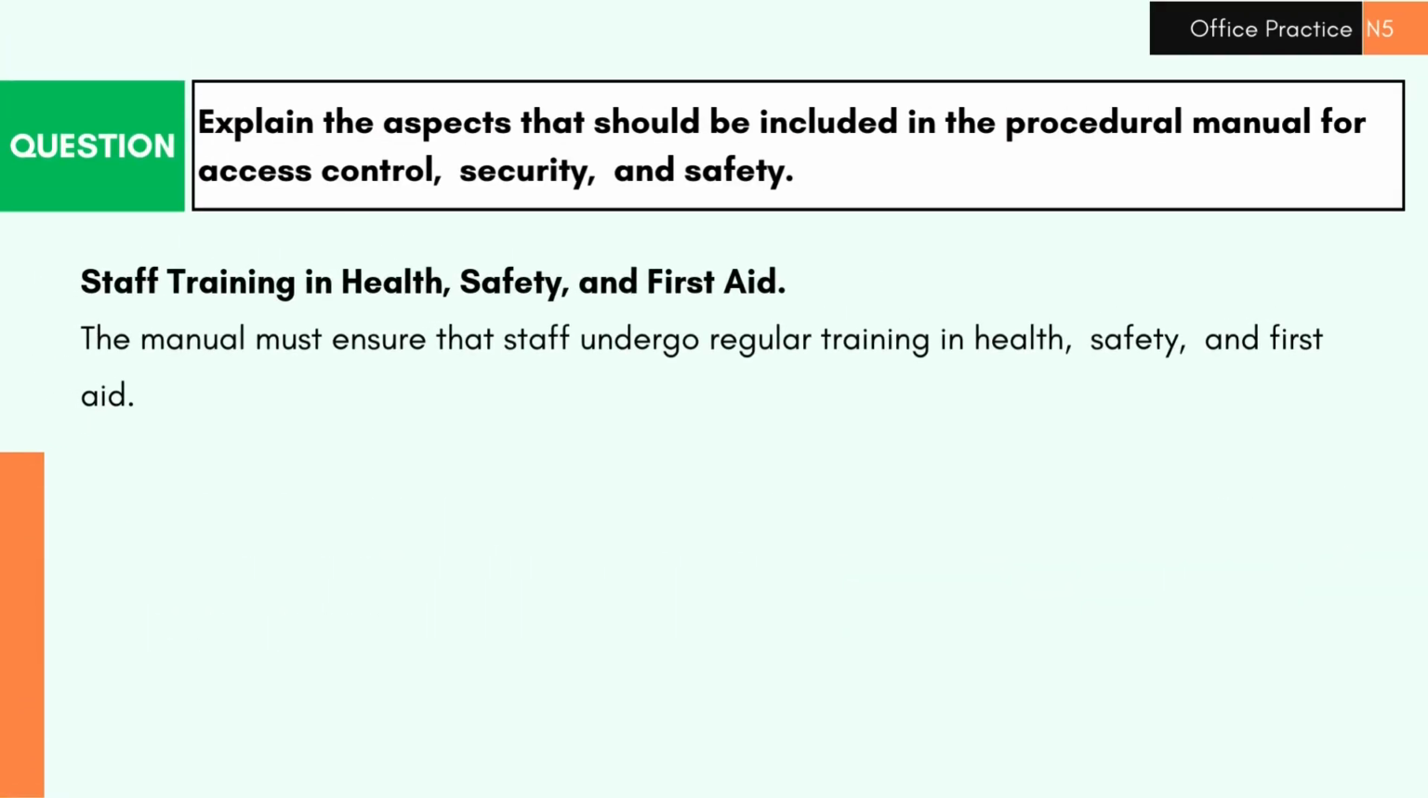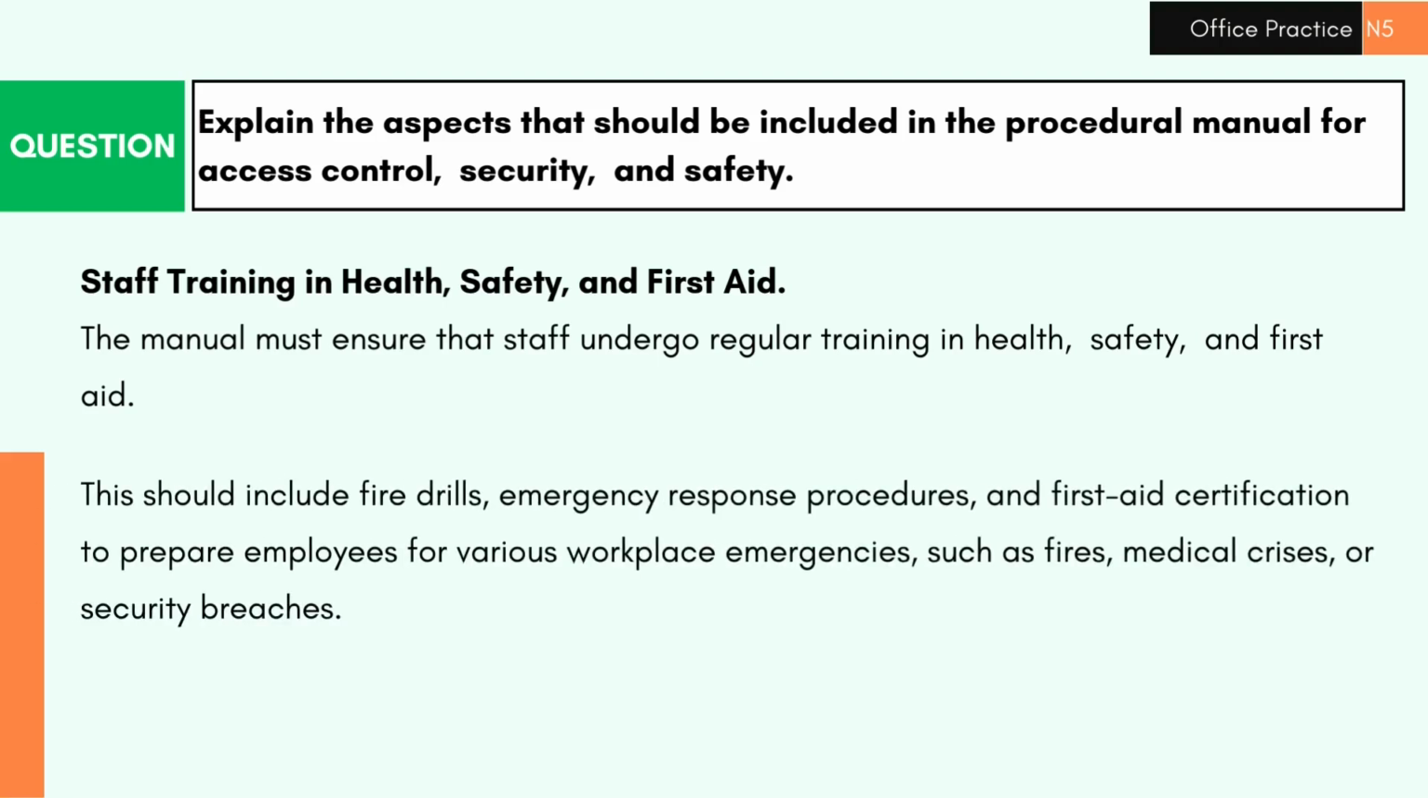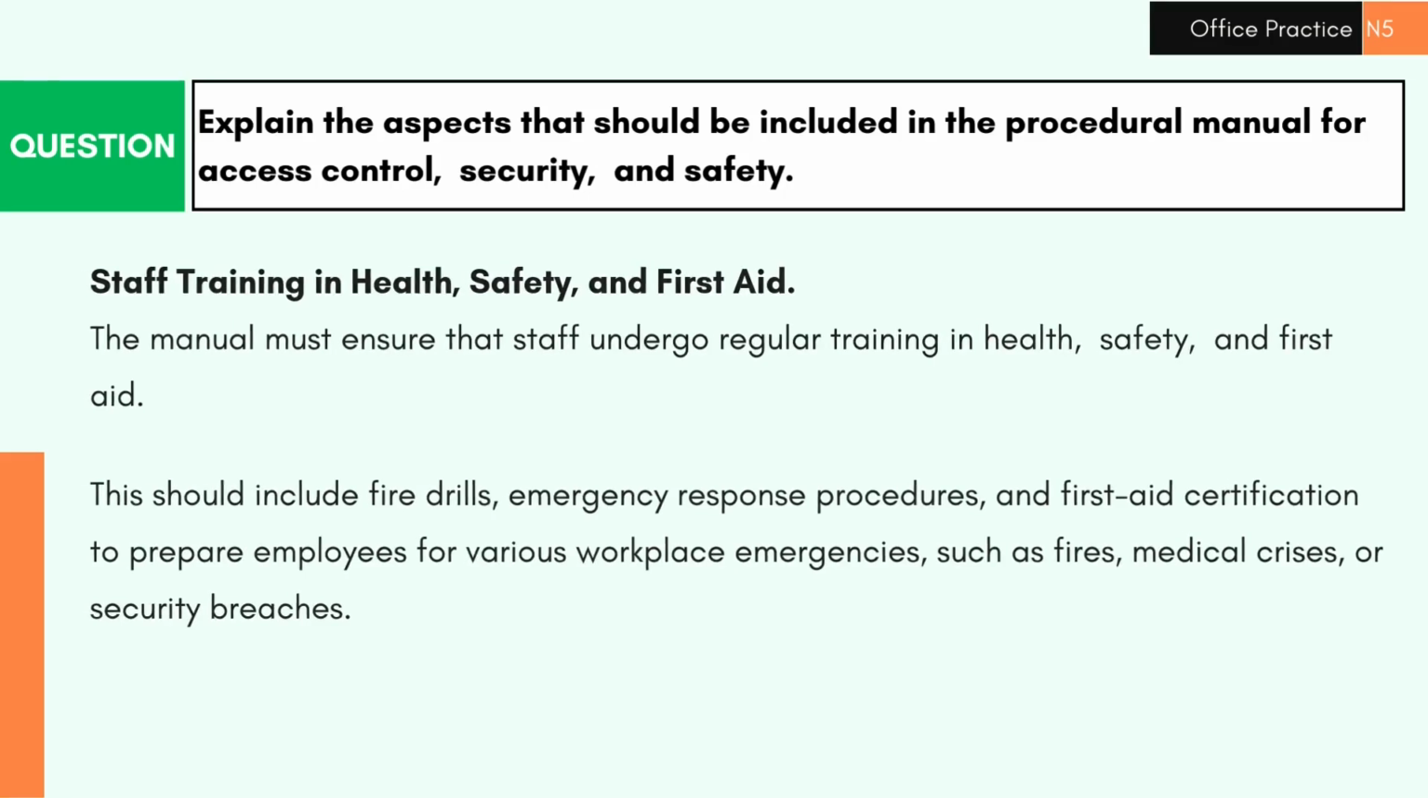6. Staff training in health, safety, and first aid. The manual must ensure that staff undergo regular training in health, safety, and first aid. This should include fire drills, emergency response procedures, and first aid certification to prepare employees for various workplace emergencies, such as fires, medical crises, or security breaches.